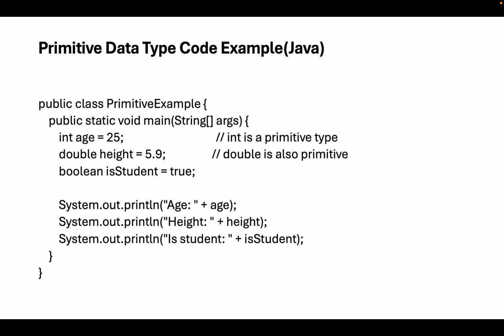Now what we are telling the compiler to do is to print out age. So what this is going to print out is age equals 25. The next line is also going to print out height is equal to 5.9, and this is also going to print out student equal to true.